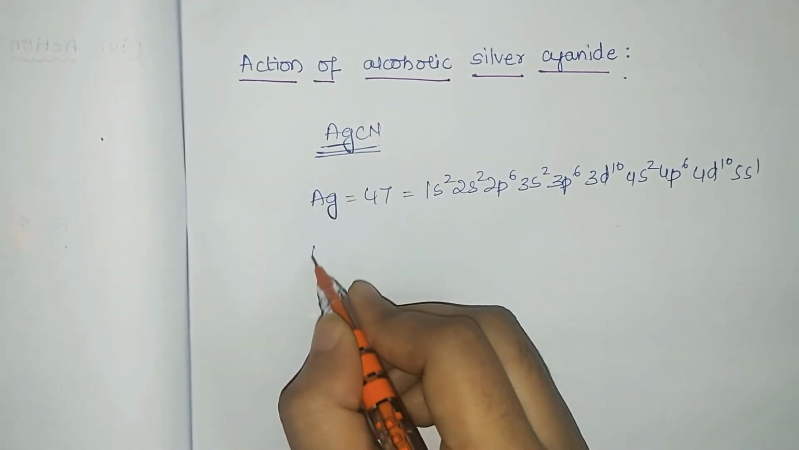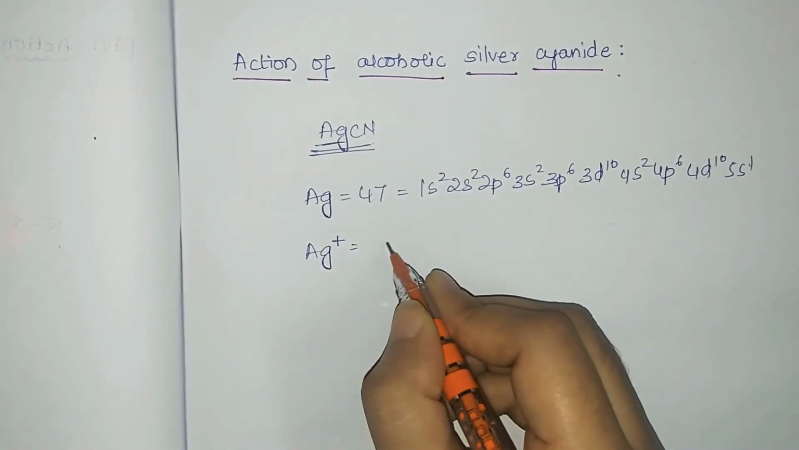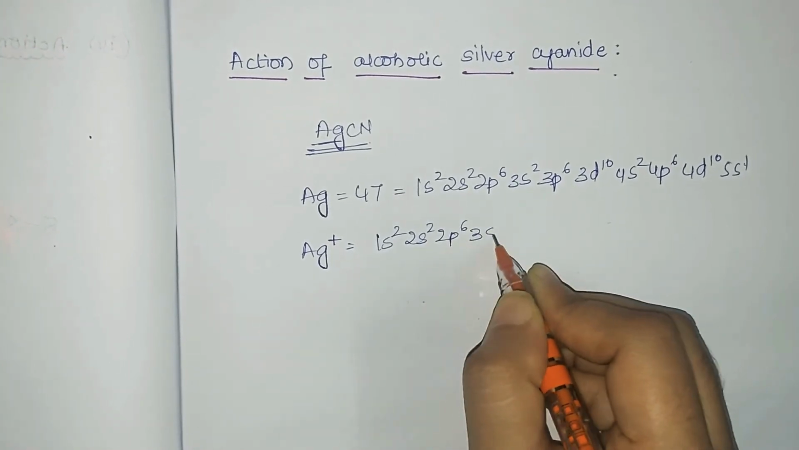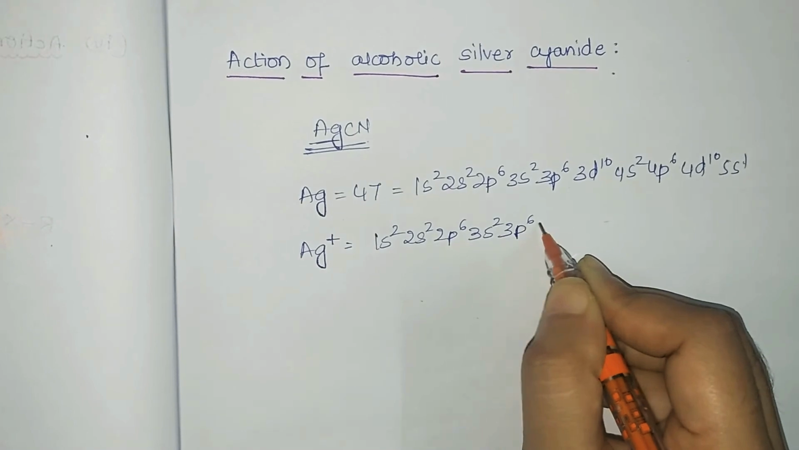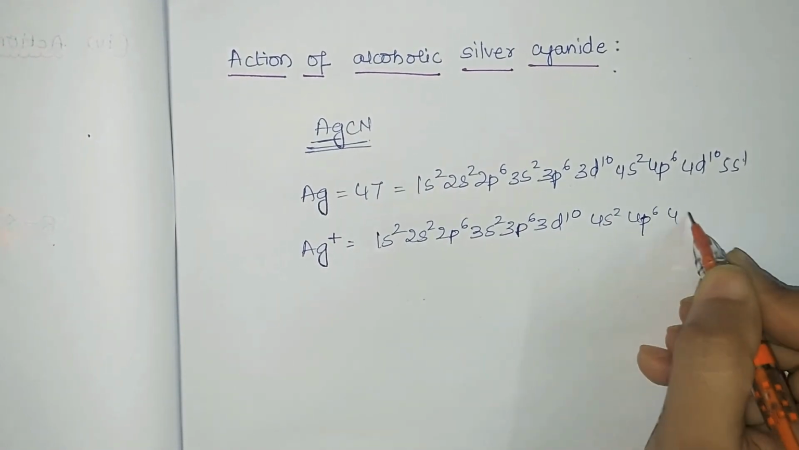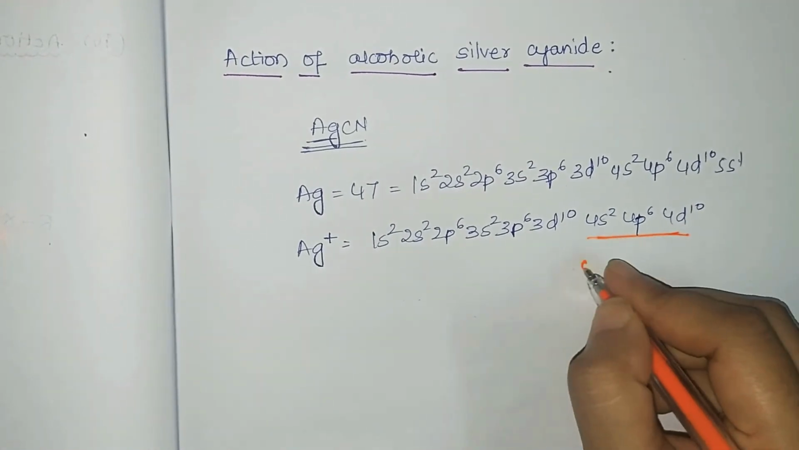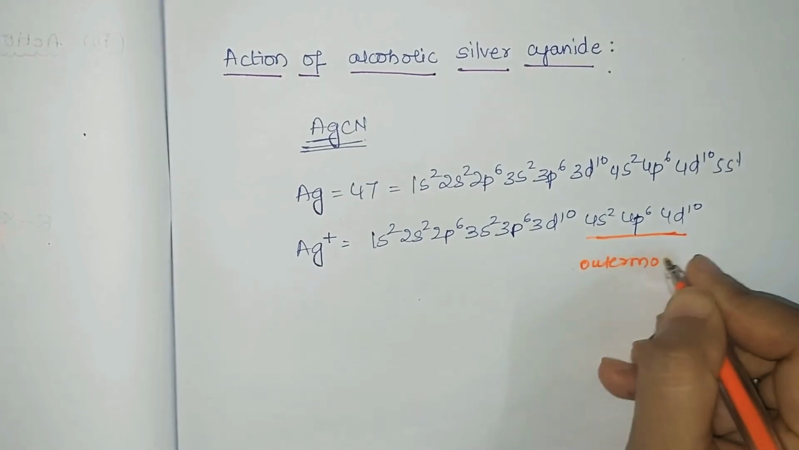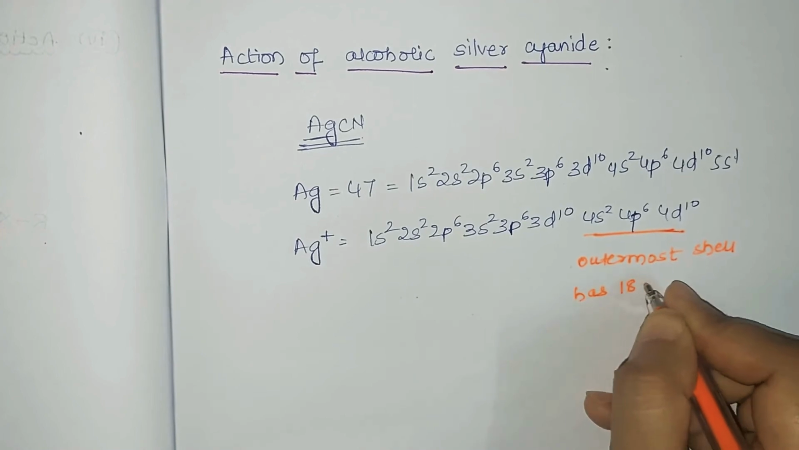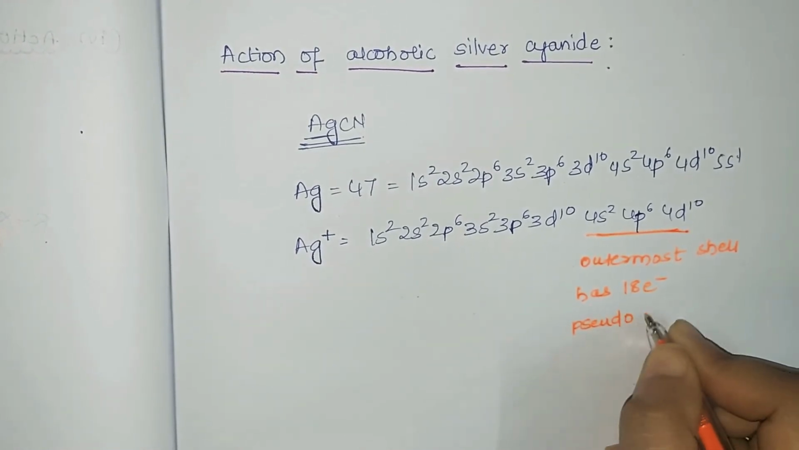In this compound, silver is in +1 oxidation state, so it becomes Ag+. That means one electron is removed from the outermost shell. So the electronic configuration here is 1s2, 2s2, 2p6, 3s2, 3p6, 3d10, 4s2, 4p6, 4d10. What do we observe here? In the outermost shell, how many electrons do we have? The outermost shell is the fourth shell, so the total electrons are 18, that is s2, p6, d10.